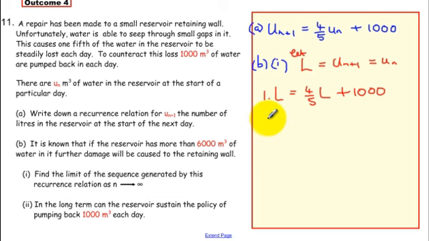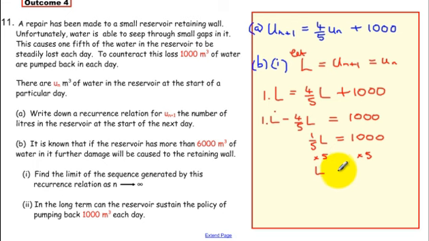This is 1L. So we now subtract the 4/5 L from each side of the equation. So this is 1L minus 4/5 L, and this is equal to 1,000. 1L minus 4/5 L leaves us with just 1/5 L. So 1/5 of the limit is 1,000. So if we multiply both sides by 5, we'll get that L, the limit of this sequence, this recurrence relation, is 5,000.